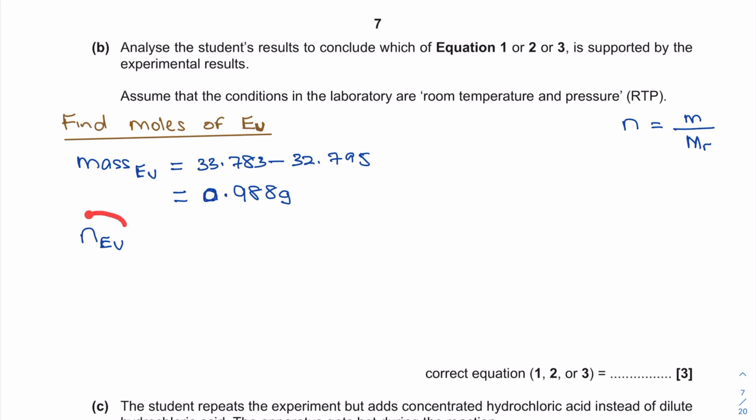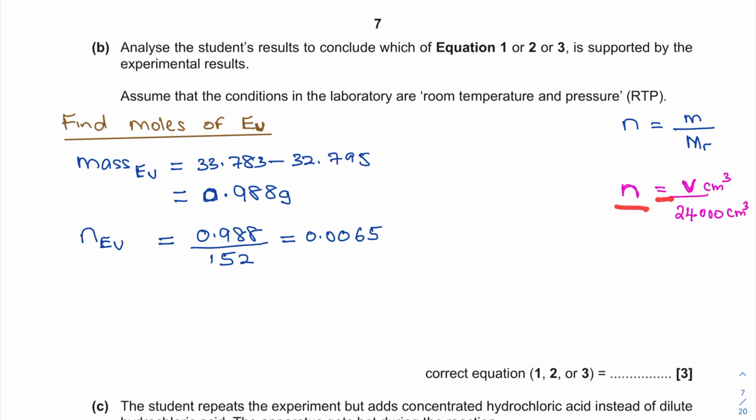And we need to then work out the mole of europium using that formula. We know that mass, and we know the relative molecular mass for europium is 152, so 0.988 divided by 152 gave 0.0065. Now we need to work out the mole of hydrogen produced, and to do that we use mole equals volume in centimeter cube over 24,000 centimeter cube, or we could use volume in decimeter cube over 24 decimeter cube, but what we've got is in centimeter cube, so we use this one. Therefore the mole of hydrogen gas will be 152 centimeter cube over 24,000 centimeter cube.